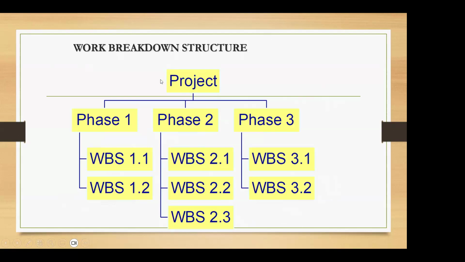So you can show it in this manner. At the top, you have the project, right? Then you have the phases of the project, phase 1, 2, 3. Then under phase 1, the WBS element will be named as WBS 1.1, then 1.2. Under phase 2, you will have WBS 2.1, 2.2, 2.3. Likewise, this is the numbering system.